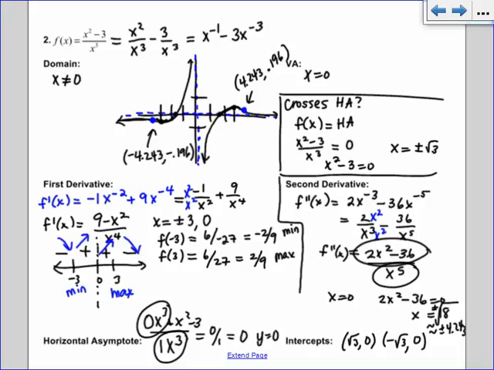Does that make sense? So that's pretty hard. That's about as hard as I get. That's a pretty complicated one. Okay? All right, so let's try the next one.